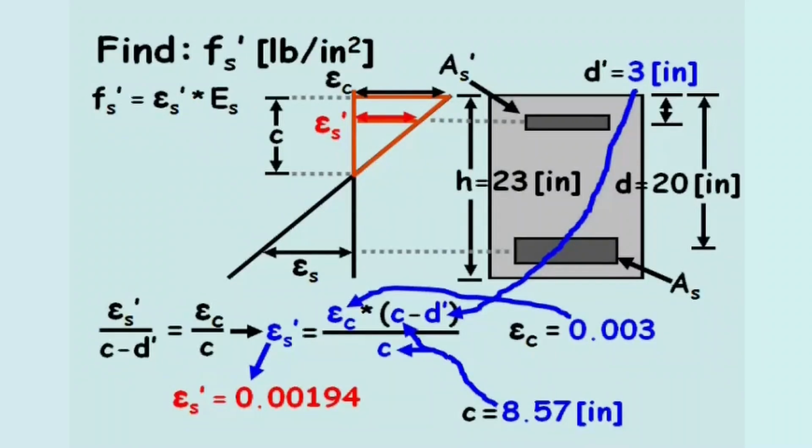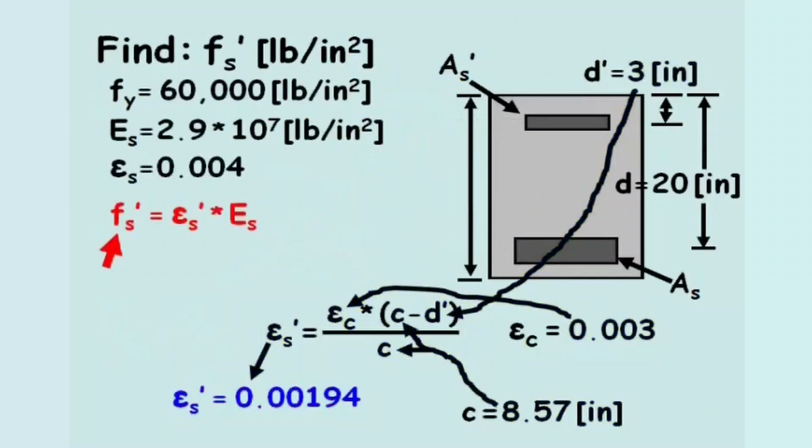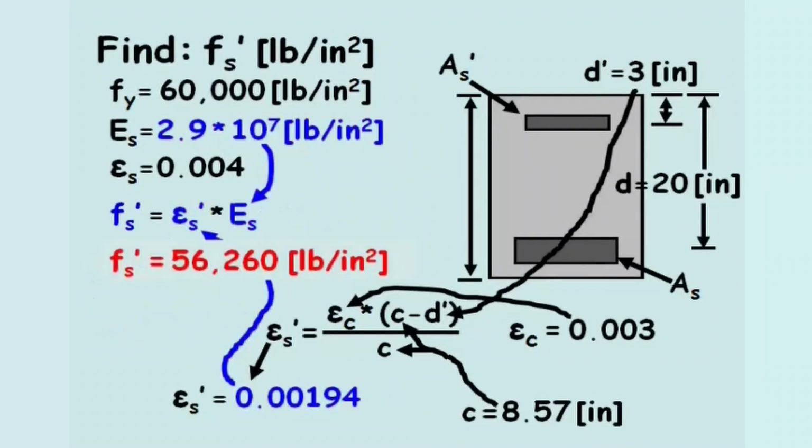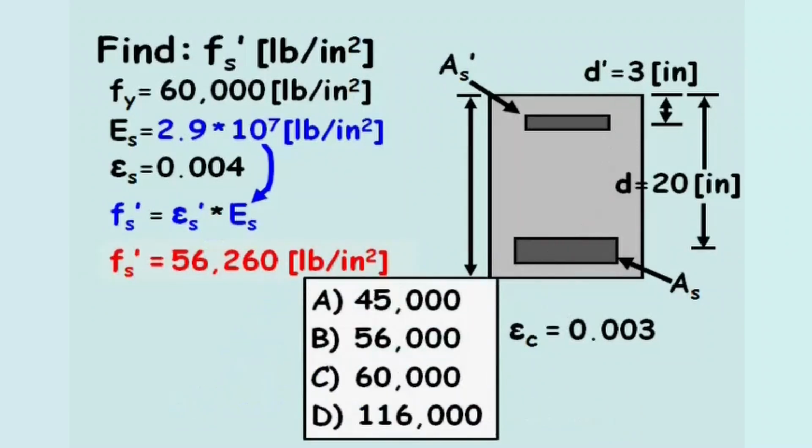If we return back to the beginning of the problem, our equation to find the stress in the compression steel was the product of the strain in the compression steel and the Young's modulus. After plugging in these values, the stress in the compression steel equals 56,260 pounds per inch squared. When reviewing the possible solutions, the answer is B.